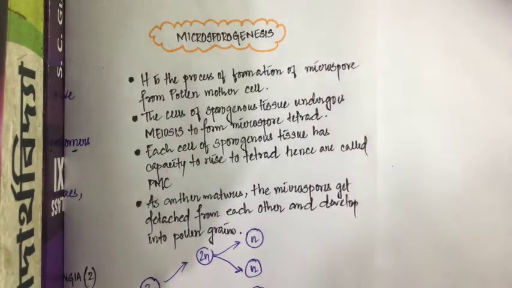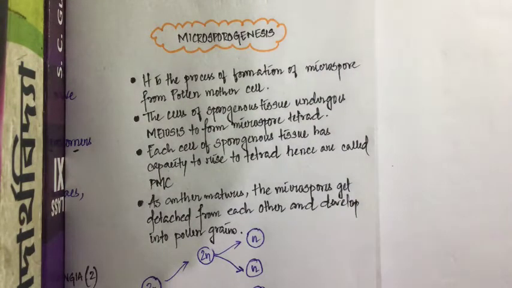Listen very carefully: the process by which these pollen grains are formed is called microsporogenesis. Very simple. Try to understand. Microsporangium contains 4 layers: epidermis, endothecium, middle layer, tapetum. Inside the tapetum, we have a tissue called sporogenous tissue. Now, this tissue is going to produce the pollen grains, and the process of formation of these pollen grains is called what? It is called microsporogenesis. What is it?